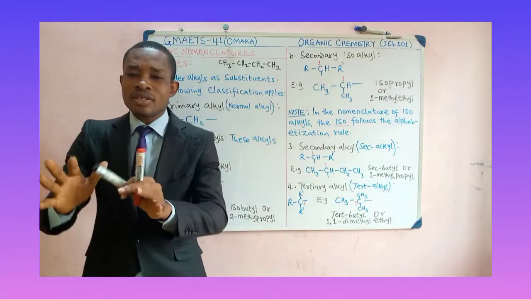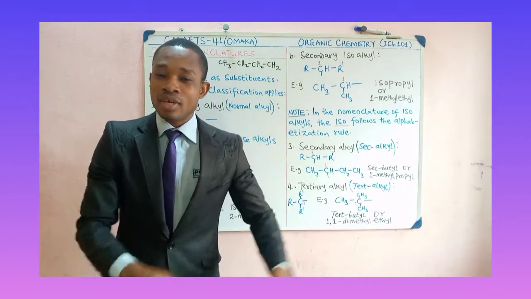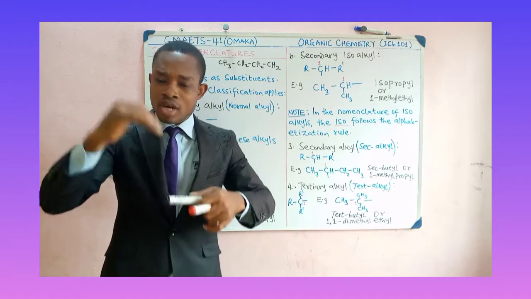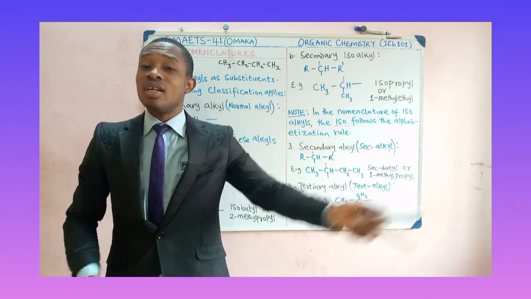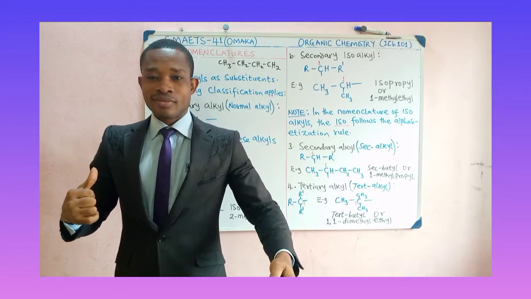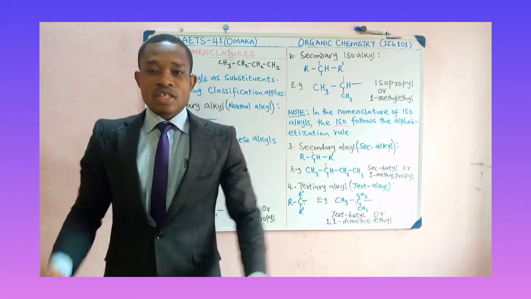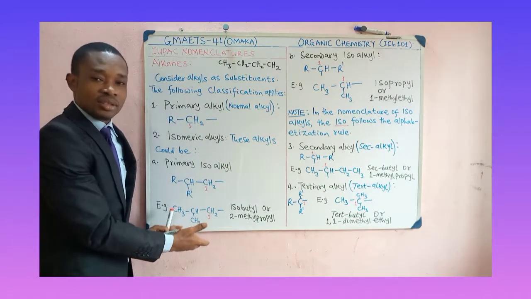And you know, the concept of isomerism is all about rearranging the carbon atoms in a given structure to get another structure which is molecularly equal to the original. Does that make sense, right? So this is an isomeric butyl.